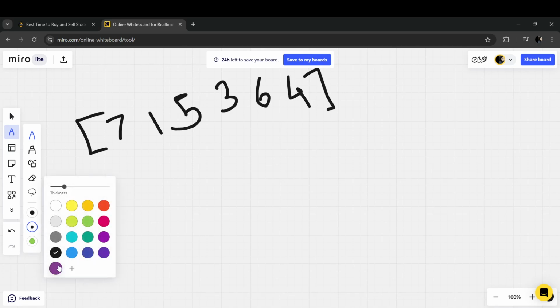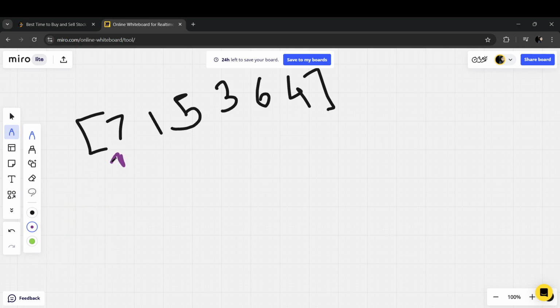So see, supposing I am buying my stock on this day at the price of 7, and if I am selling on this date, it will be a loss. I bought at 7 and I'm selling at 1. Basically, 1 minus 7, so this will be minus 6. For your first one it will be minus 6.